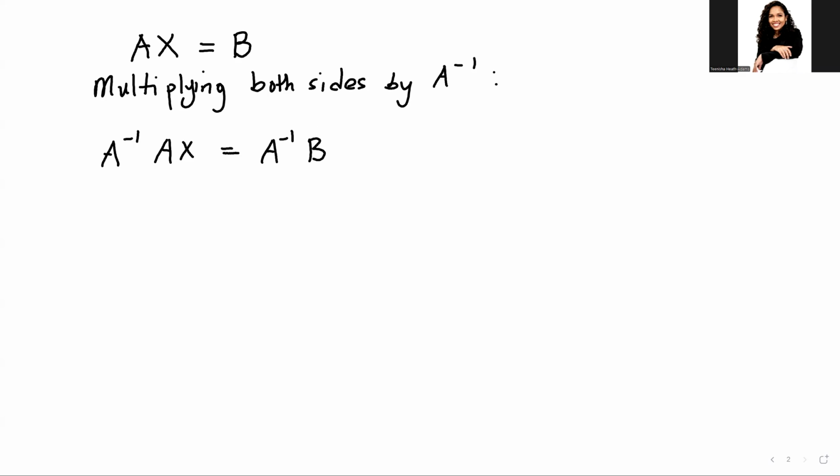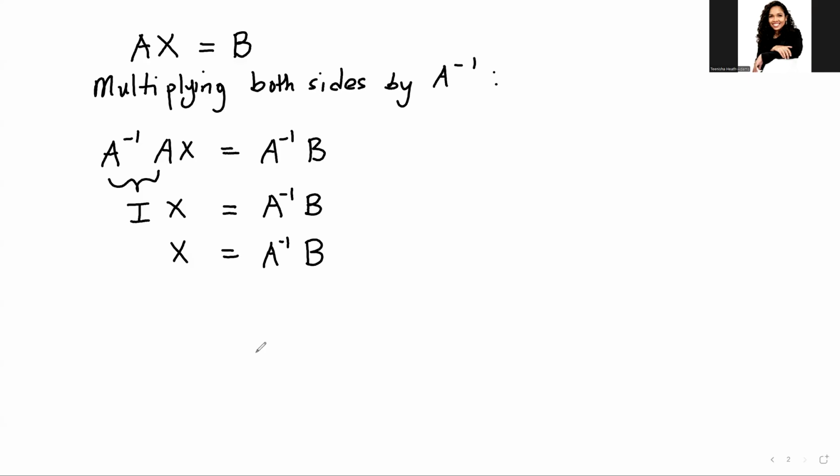Well, what I would get here, A inverse times A, remember, when you multiply a matrix by its inverse, you get the identity matrix. So this will give me the identity matrix times X, that matrix X, is equal to A inverse B. And then, of course, we know that when you multiply the identity matrix by any matrix, you just get that same matrix. So the answer will be X is equal to A inverse B. This is what we're going to use to solve a pair of simultaneous equations using a matrix method.